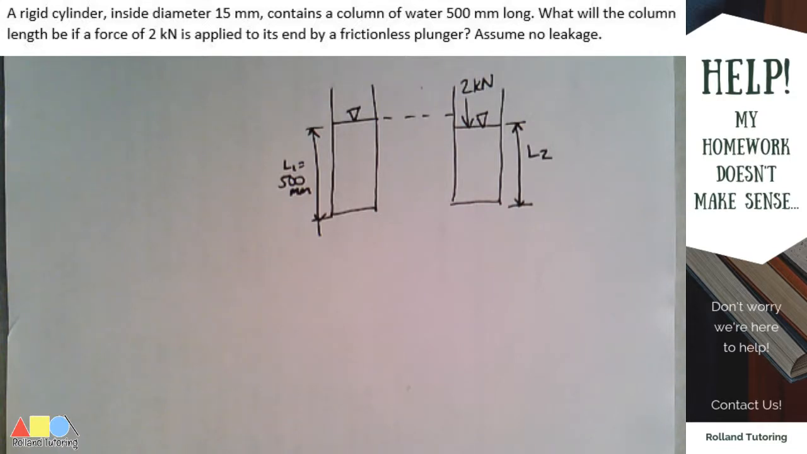Today we are working on a fluid mechanics problem, and the problem statement is as follows. A rigid cylinder, the inside diameter is 15 millimeters, contains a column of water 500 millimeters long. What will the column length be if a force of 2 kilonewtons is applied to its end by a frictionless plunger? We're assuming no leakage.